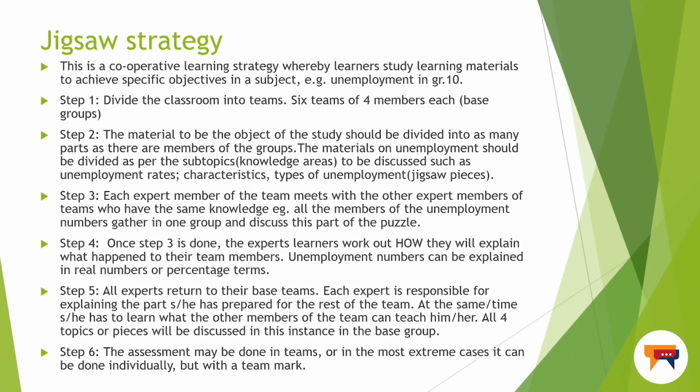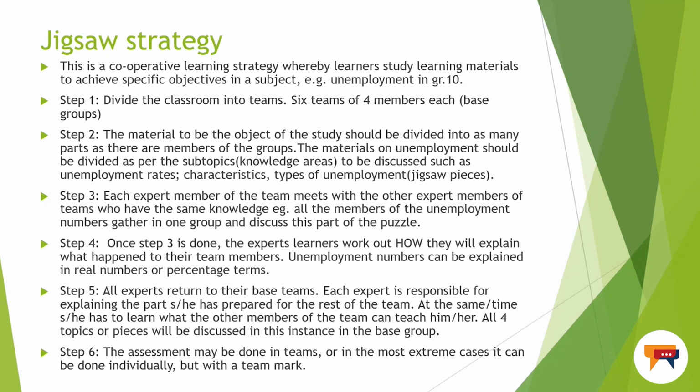Then in step 4, once step 3 is done, in other words, where the expert members have gathered to discuss their section of the work, the expert learners work out how they will explain what happened to their team members. Unemployment numbers can be explained in real numbers or percentage terms.